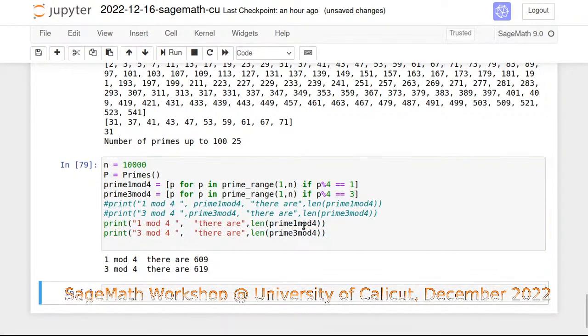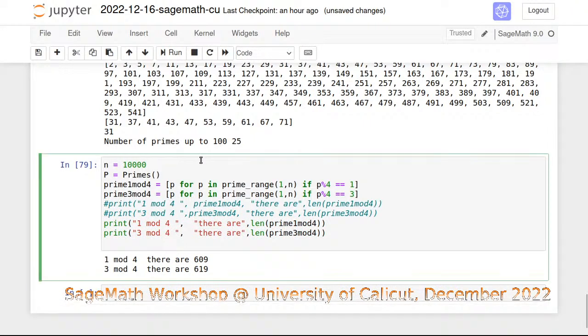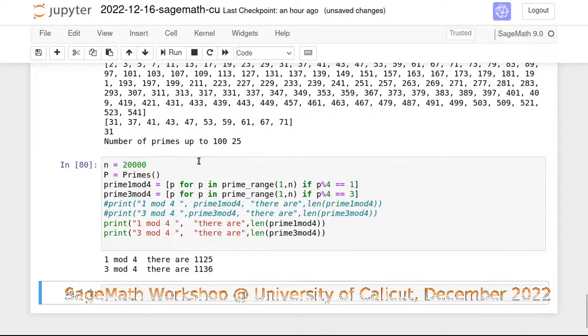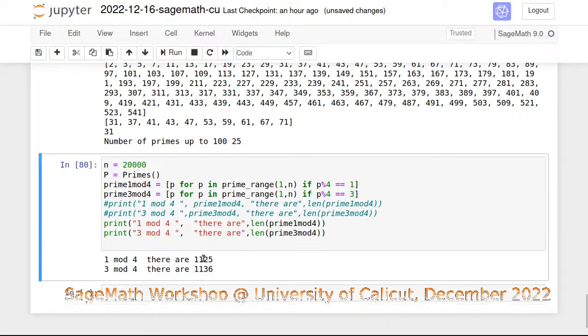3 mod 4 is still more. Maybe we'll try it one more 0, or it's too large. Maybe it will definitely work. 3 mod 4 is still more, but they are very close. You can see that, right?